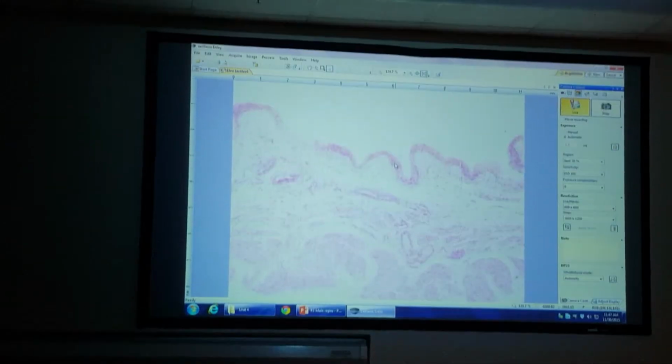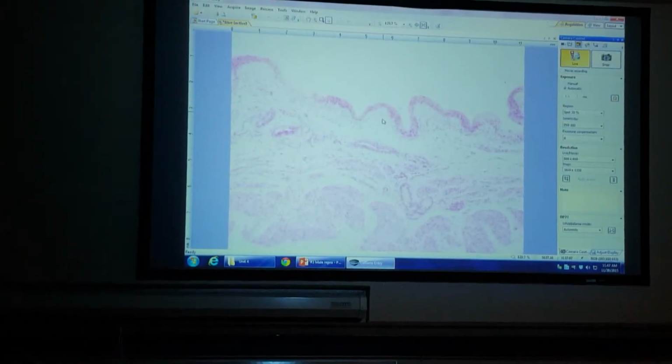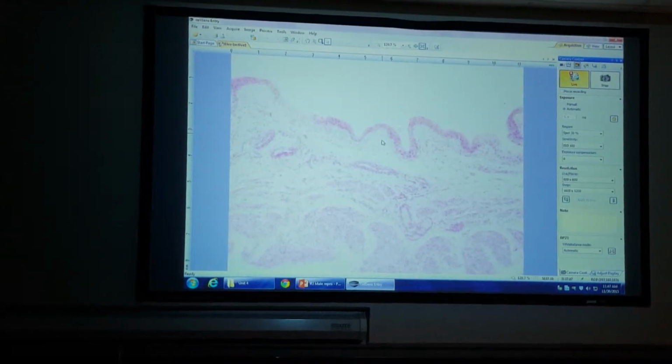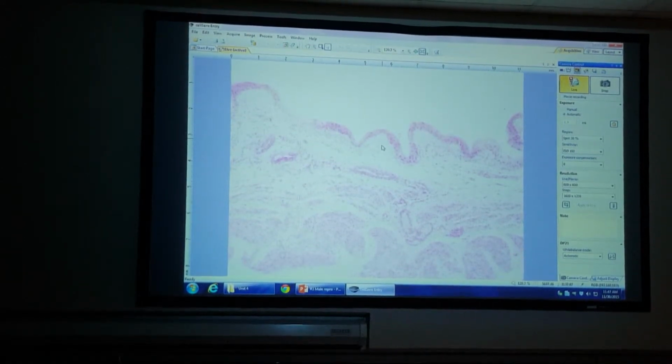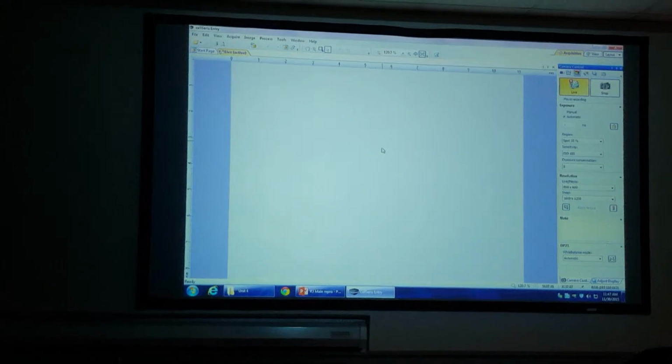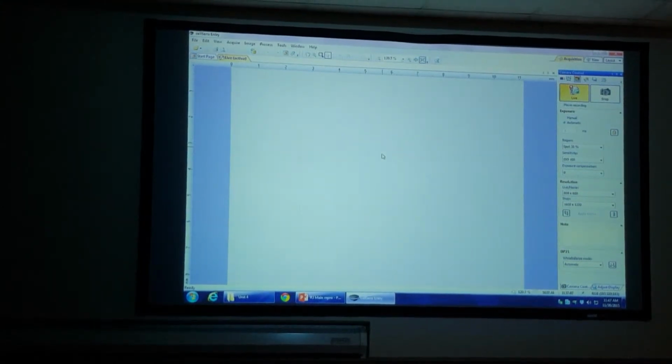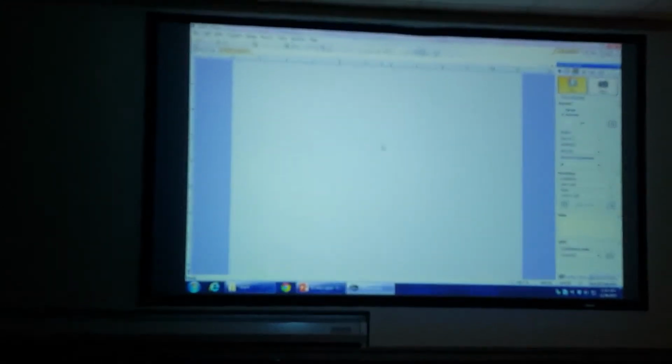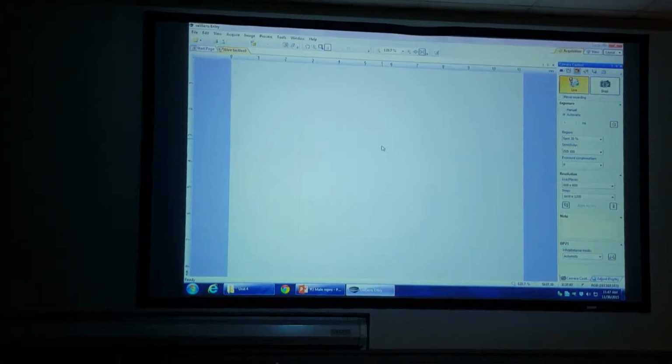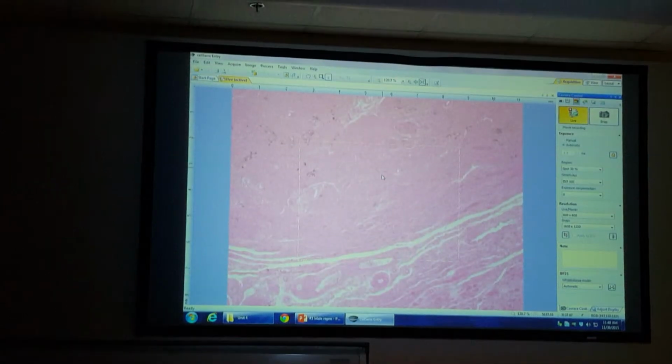Good. Transitional epithelium and lamina propria. It's folds of those two layers. Everybody with me? Okay. So those are the urinary system slides. And then what would the outer layer be after the detrusor muscle? It depends on which part of the bladder you're looking at.